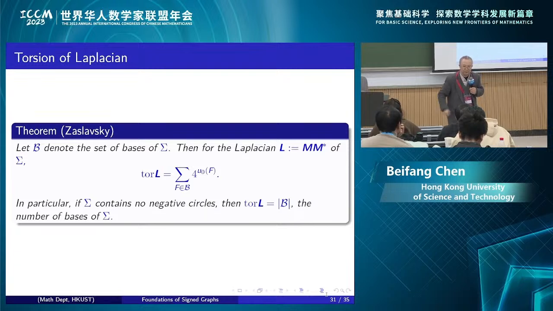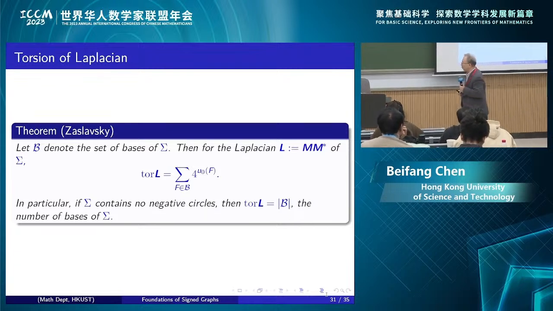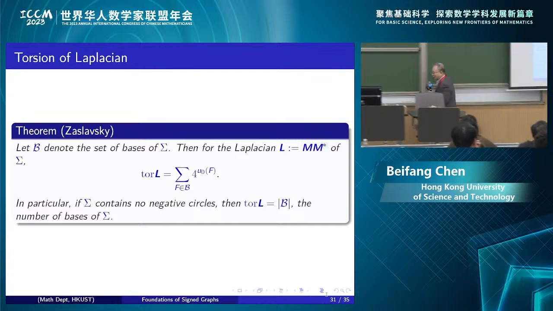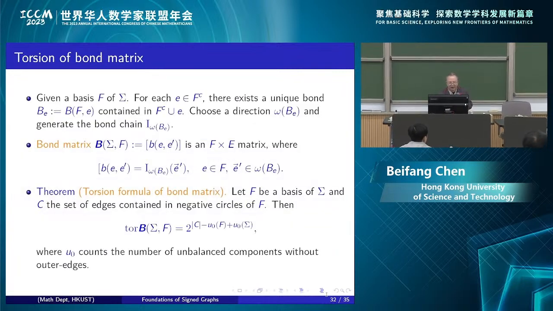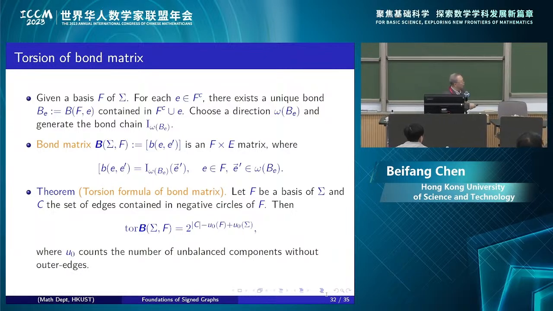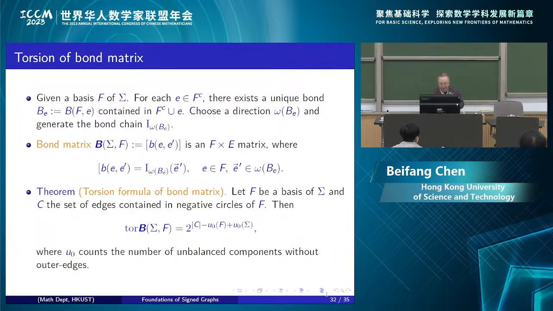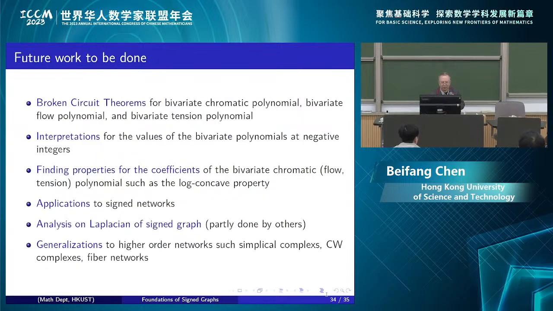You take the Smith normal form and take the non-zero part and multiply them. Now I'll quickly finish this one. I think it's done. And for the other matrix, we just compute the torsion, and we get a nice formula. There are many parts I have no time to present.